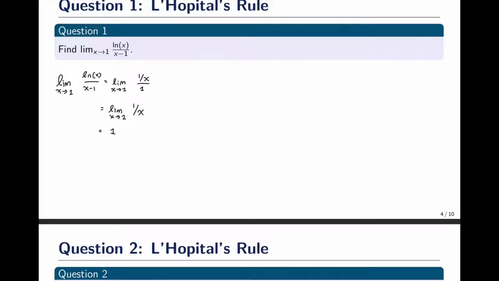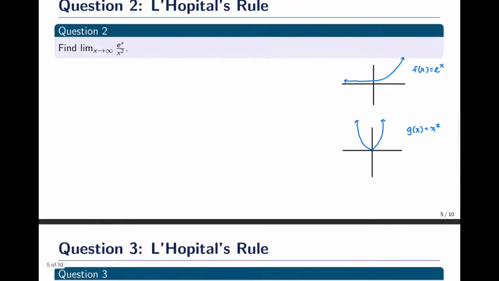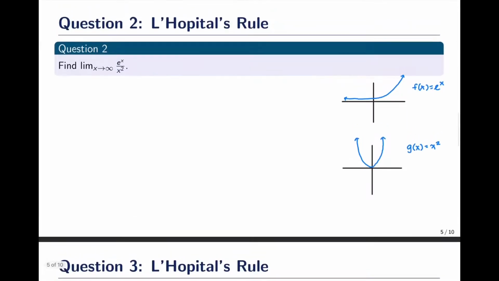And now we'll take a look at a L'Hopital's rule problem that gives us an infinity over infinity type indeterminate form. So here I'm taking the limit as x goes to infinity of e to the x over x squared. Finding the indeterminate form here is a little bit more difficult because we need to think about how these functions behave as I send x to infinity.